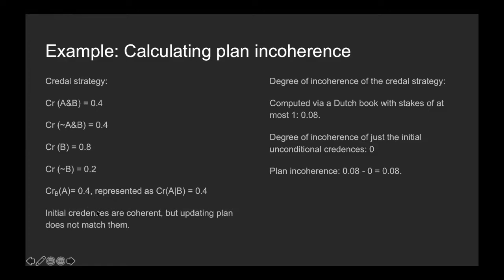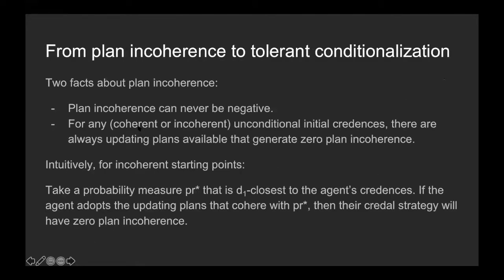So when we then calculate the incoherence of this entire strategy, we find that we get a guaranteed loss of 0.08. We know that just the initial unconditional credences have an incoherence of 0. So that means we get a plan incoherence of 0.08, which is just coming from the agent adopting these updating plans. So plan incoherence is this really important property that we need to define our desirable property of updates.